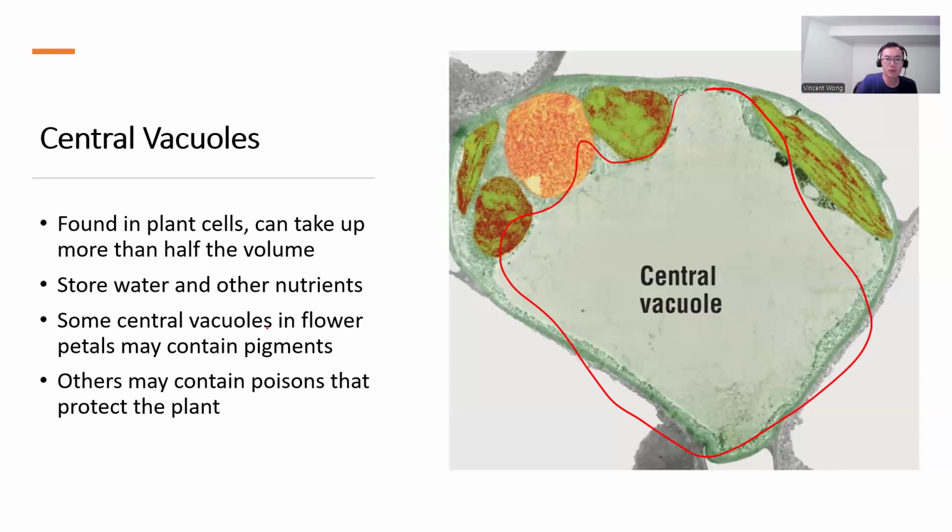Sometimes the central vacuole can store other things like pigment. Pigments are basically colors for the flower petals, or in some cases, they might even contain poisons that help protect the plant. I mean, they don't all have poisons, but in a plant that does make poison, like poison ivy, for example, you would expect to find some poison in the central vacuole.